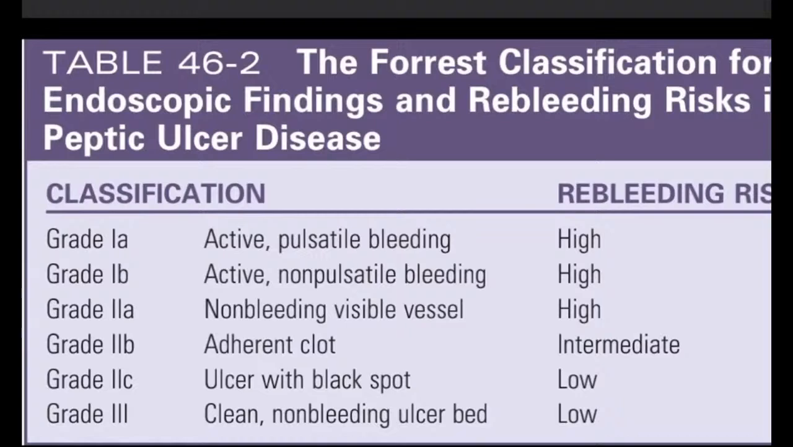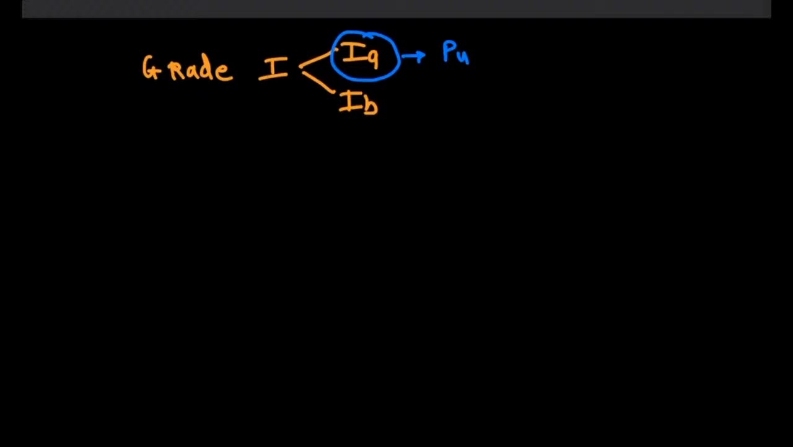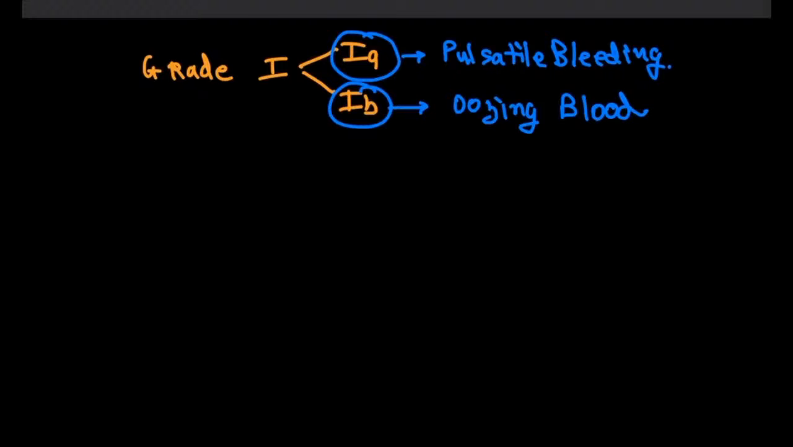So let's say the Forest classification is basically divided into grade 1. In grade 1 you have 1A and you have 1B. What is included in 1A, guys? In 1A there is a pulsatile bleeding from the base of the ulcer. In the 1B you have just the oozing of the blood.